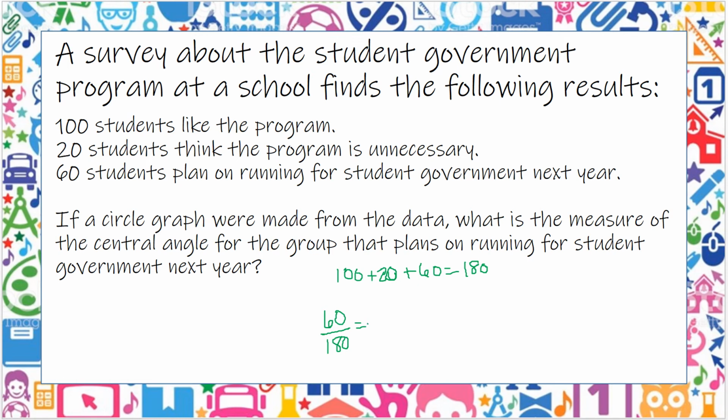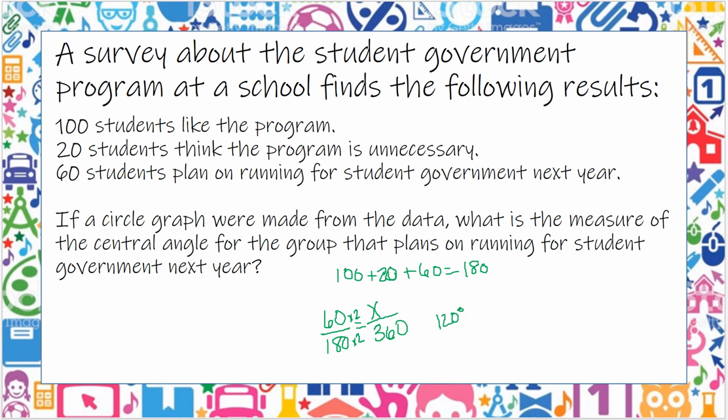We know that there are 360 degrees in a circle, and we want to know what degrees would represent those 60 that plan on running. So we're going to cross multiply, or we could look and see what multiplies by 180 to get 360. I know that if I multiply 180 by 2, I get 360. So because of that, I can also multiply the top by 2. 60 by 2 gives me 120 degrees.